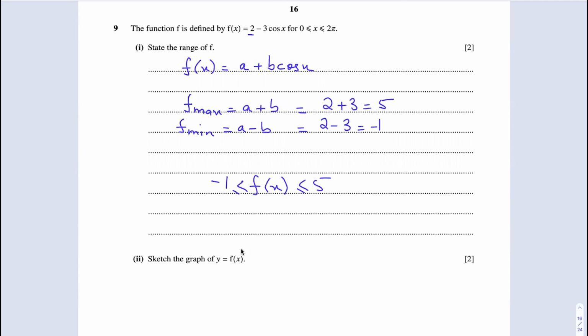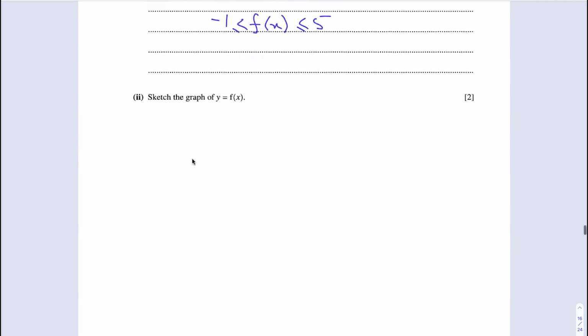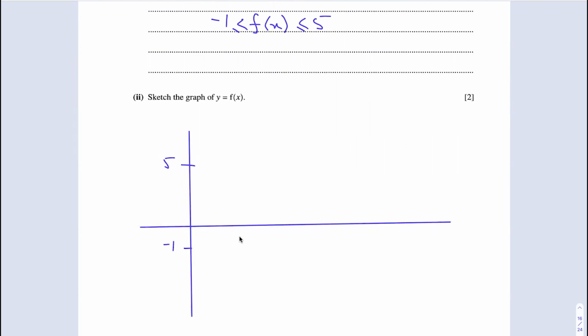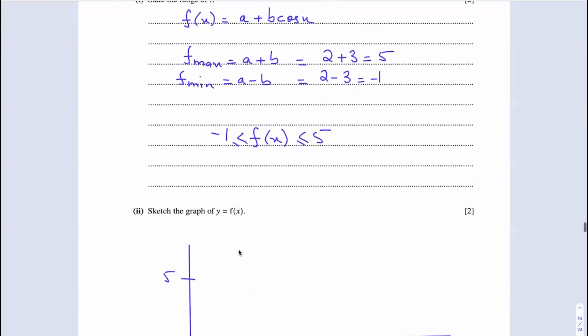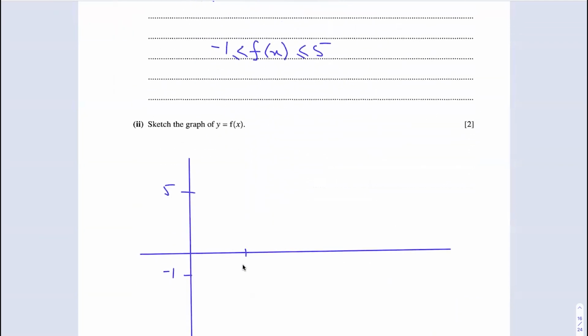Part 2, we have to sketch the graph of y is equal to f of x. So we already know that the minimum value is minus 1 and the maximum value is 5. As it is a minus cos graph, minus 3 cos x, it will be an inverted cos graph. So let's say this is pi and this is 2 pi. So the graph will reach its maximum point at pi and will be like an inverted cos graph.